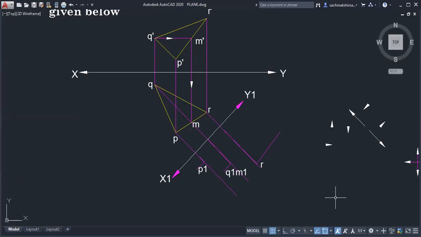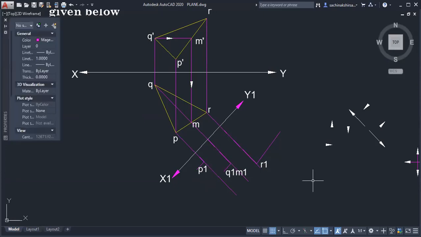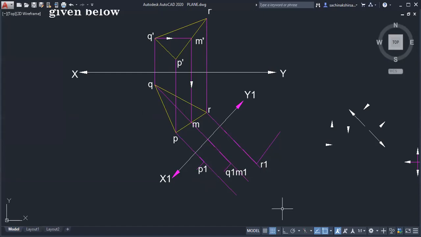Same line. If you join P1 and R1, is Q1 M1 coming on that P1 R1 line? Yes, sir. It should come. If it is not coming, it means you have committed a mistake. It should come on one line. You should remember, if it is not coming, it means you have committed the mistake.